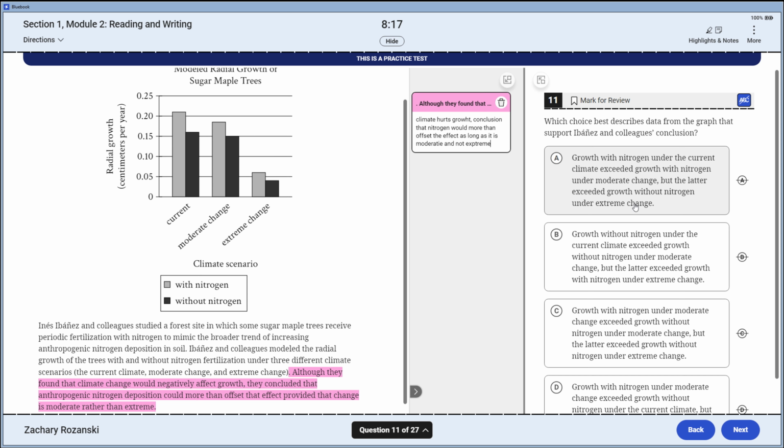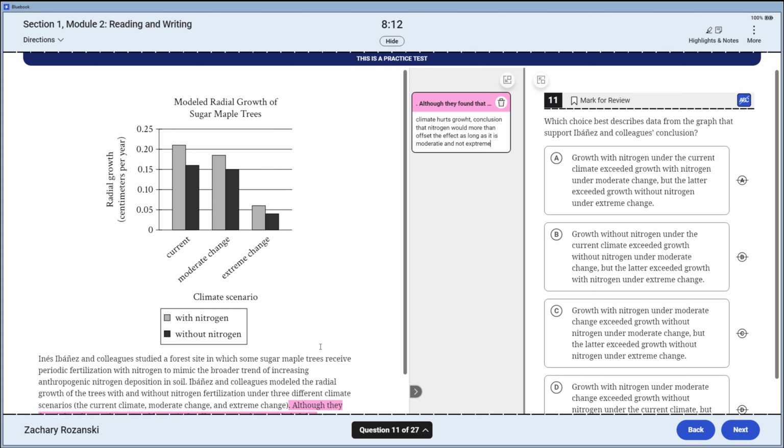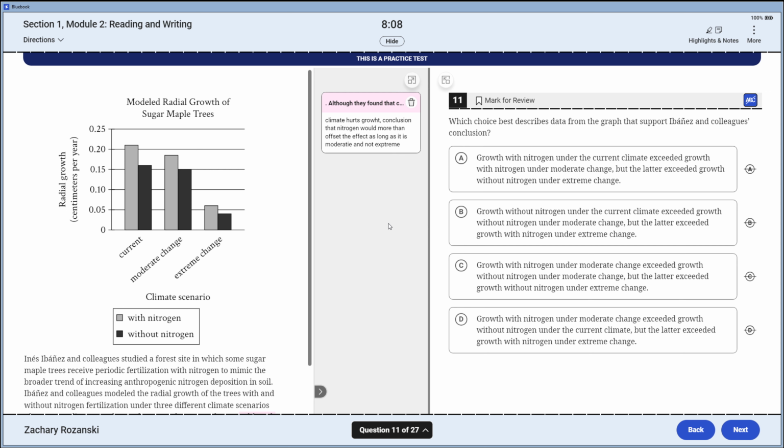I've got all of my words: nitrogen, extreme change, nitrogen, extreme change. I don't think I need anything in the text. It seems to be a pretty honest text besides the crazy juggle that we have here. So let's start digging in. Let's dig. So, growth with nitrogen under the current climate.